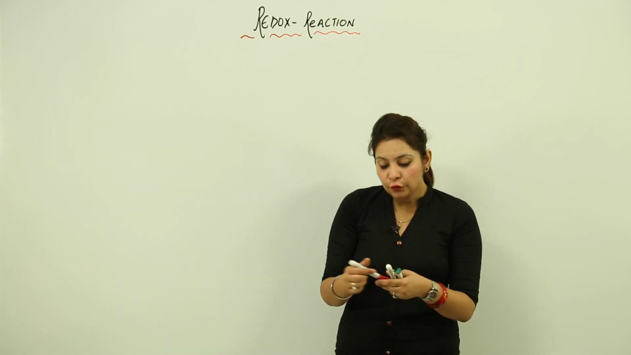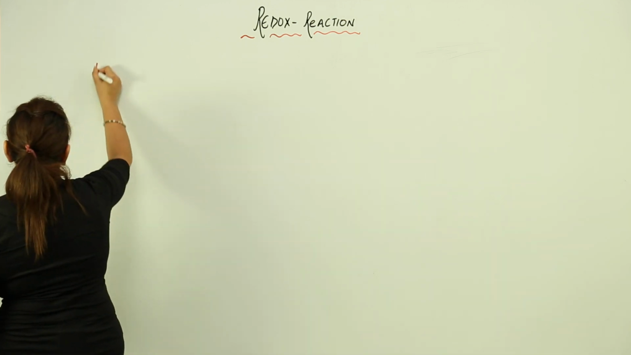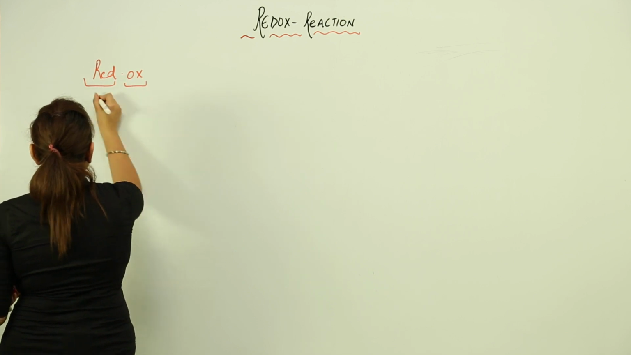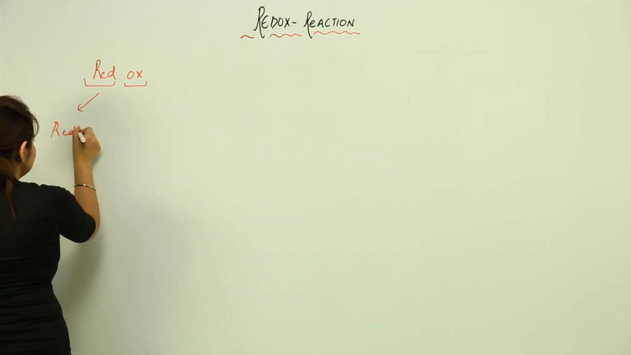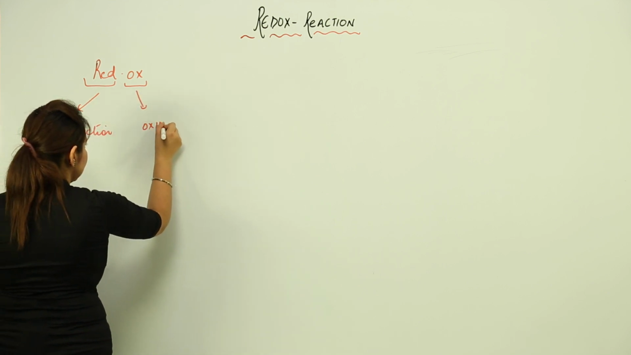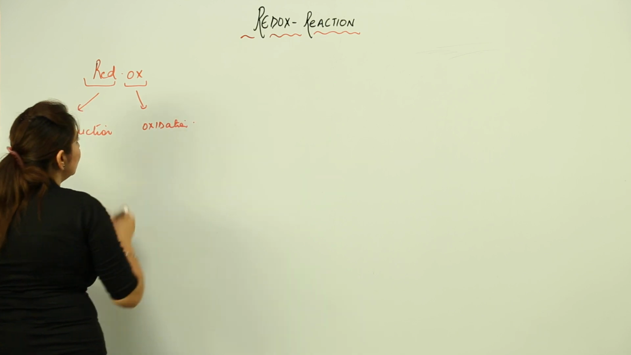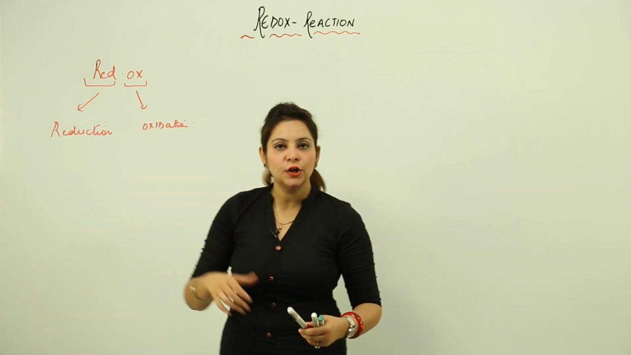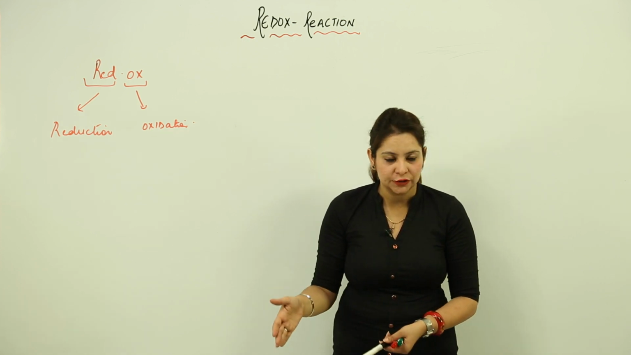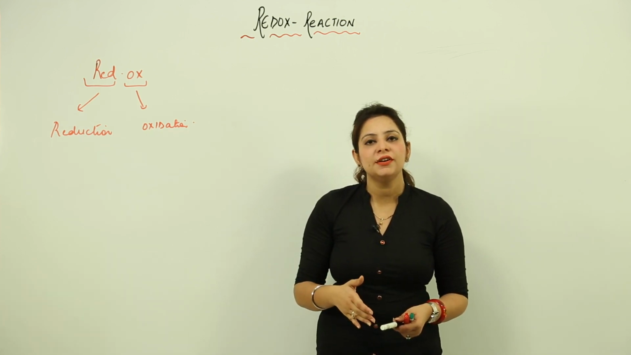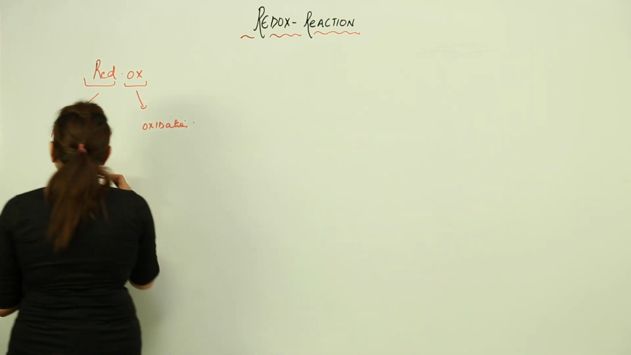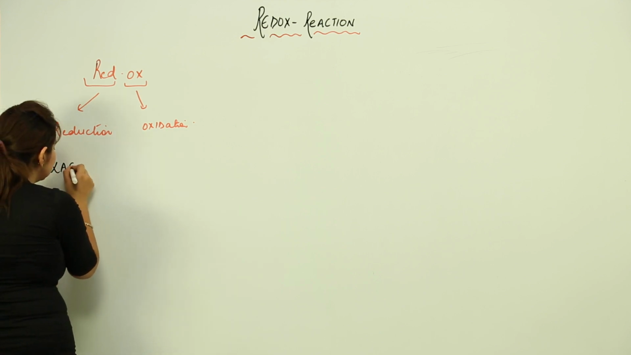Redox reaction is actually formed of two parts, as the name suggests. It comprises two parts: one is the reduction, the other is the oxidation. So before we start the redox reaction, we should be familiar with what oxidation and reduction actually are. To understand oxidation and reduction, we have different concepts. I am starting with the first basic concept, that is the classical concept.